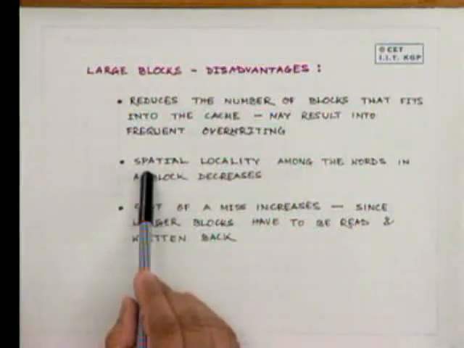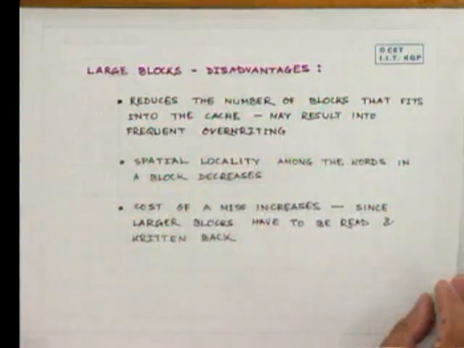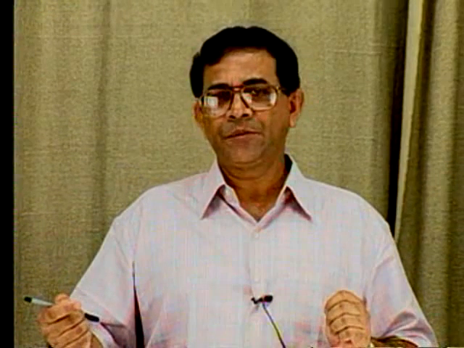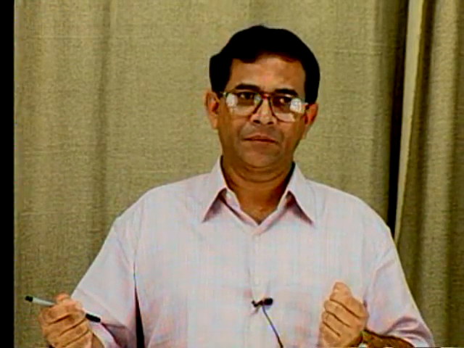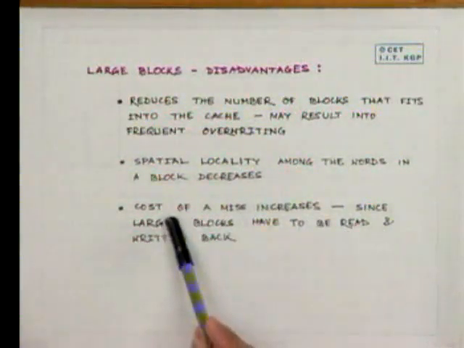Another is that the spatial locality among the words in a large block decreases. If the block size is taken too high, the advantage of spatial locality is not there, because a byte which is farther off from the byte that has now been accessed may not be accessed pretty soon. That characteristic may not be true because that byte is quite far off and the block size is too high, and therefore the spatial locality among the words in a block decreases.